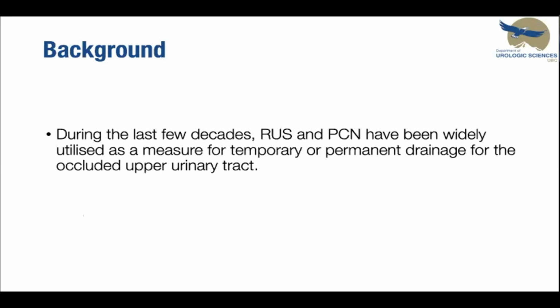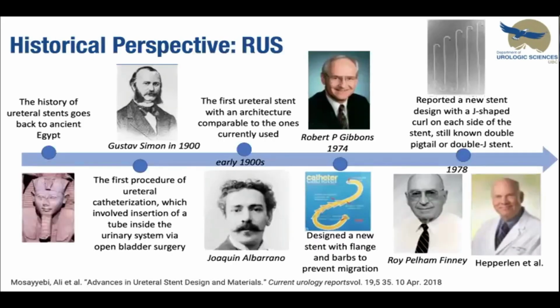During the last few decades, percutaneous nephrostomy and ureteric stent have been widely utilized as a measure for temporary or permanent drainage for occluded upper urinary tract. From a historical point of view, the history of ureteric stent goes back to ancient Egypt. The first procedure of ureteric catheterization, which involved insertion of tube inside the urinary system via open bladder surgery, was performed by Gustav Simon in 1900.